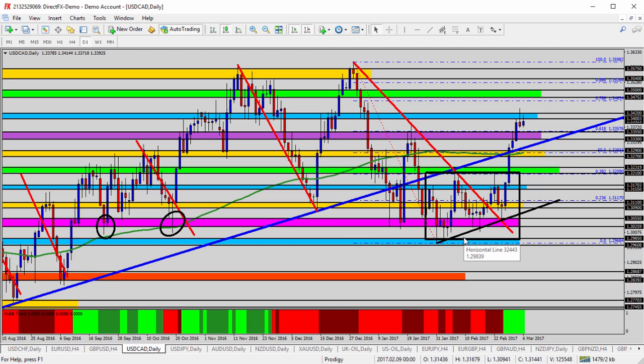Clearly, it's been on the rise. Without any question, it's been on the rise. We're back above the blue trend line. We're back above the 100-period moving average. But right now, we're running into resistance. Let's go ahead and zoom it in one time here.